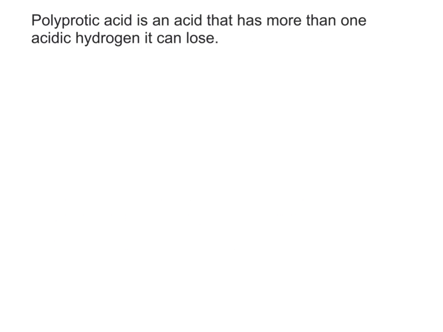All right. A polyprotic acid. Oh, by the way, this falls under the category of stuff we didn't have anywhere else to place in the book, so we're slapping it on here. A polyprotic acid is an acid that has more than one acidic hydrogen to lose. The classic example of a polyprotic acid is carbonic acid.